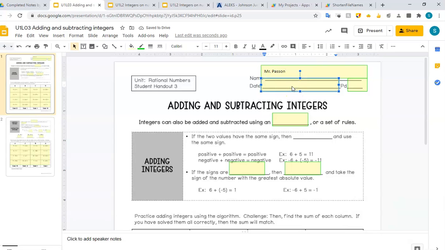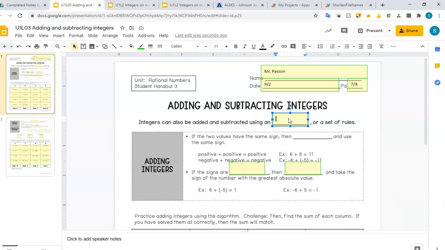First thing, go ahead and put in your name, today's date, and the period. And if you're watching this on a different day, go ahead and put in whatever it is that it is for you. That way you can record and you'll understand when you did stuff.